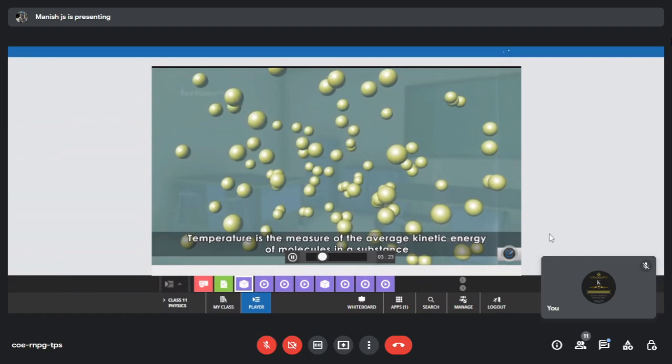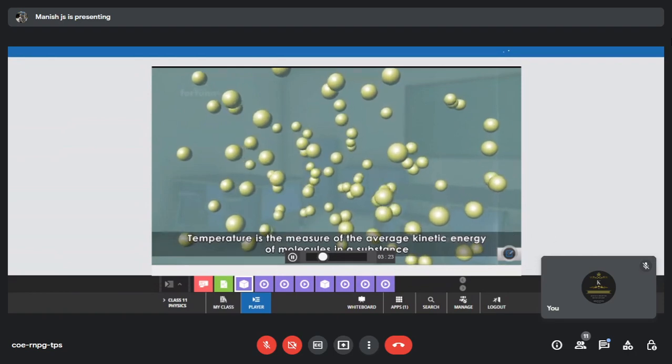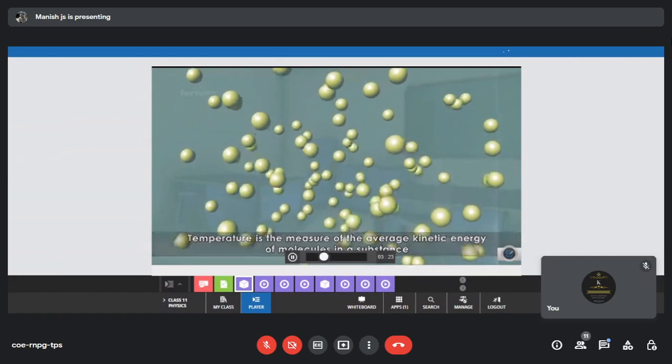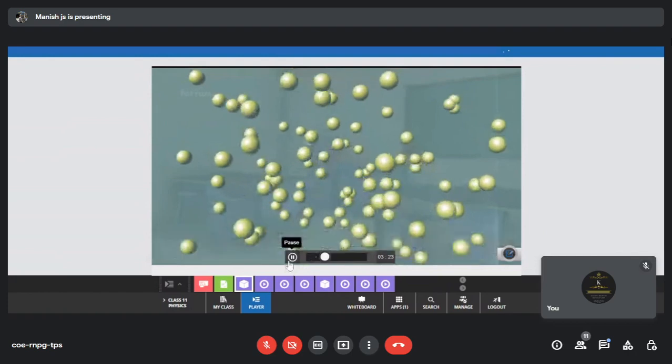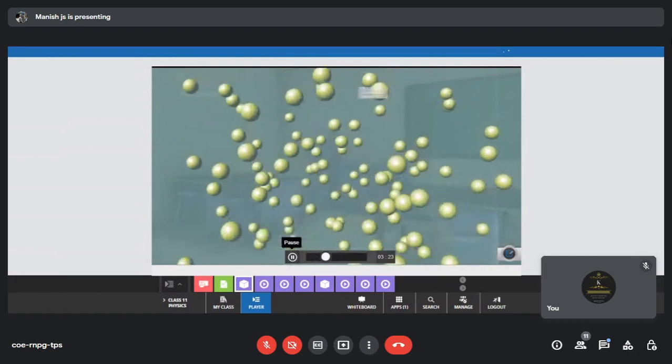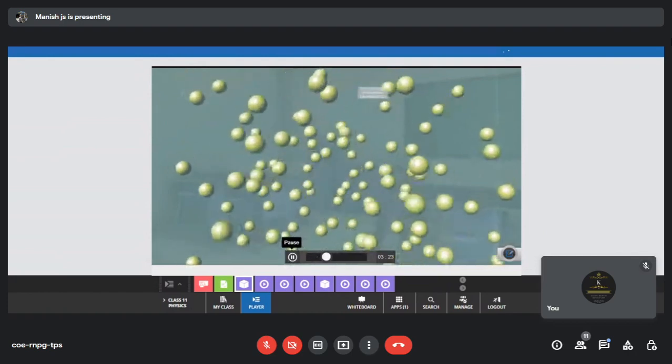Temperature is the measure of the average kinetic energy of molecules in a substance. And thermal energy is the energy that comes from heat. It's the energy of moving molecules within a substance.